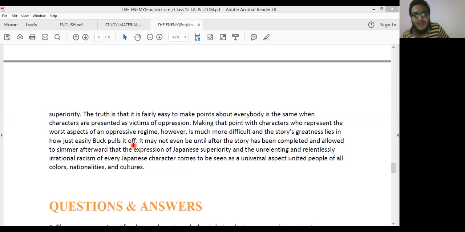Okay, and it may not even be until after the story has been completed or allowed to simmer afterward that the expression of Japanese superiority and the unrelenting and relentlessly irrational racism of every Japanese character comes to be seen as a universal aspect uniting people of all colors, nationalities and cultures. See, I can explain this line easily, what happens here, the sum of these ideas.